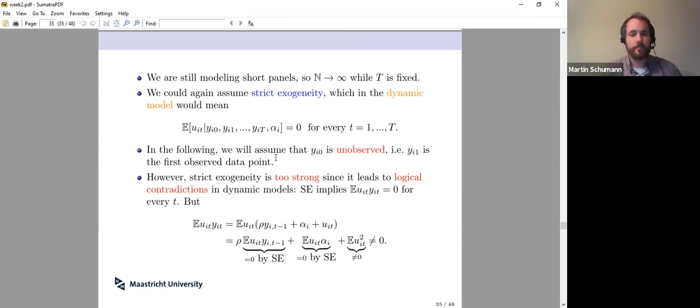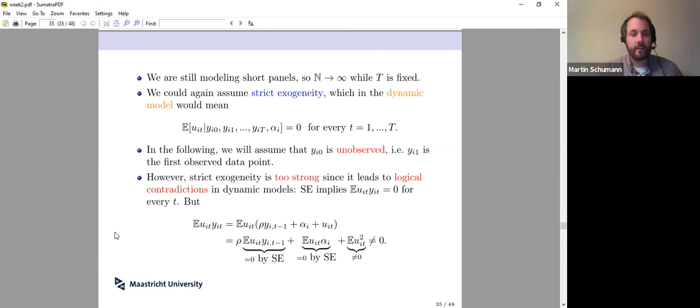Now, we will assume in the following that y_i0 is actually unobserved. So y_i1 is the first observed data point. You have to check that when you look in books. Some people assume this is observed. We assume it's not observed and y_i1 is observed. So that's a bit of notation where you have to be careful when you look in the literature.